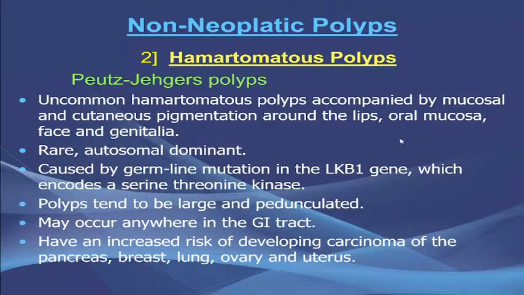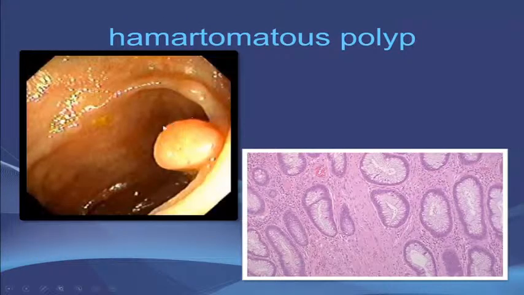So here is a hamartomatous polyp. It's nicely rounded and shiny and smooth, okay? And when you look at the histological section, you have fairly uniform crypts, no atypia, unless, of course, there is malignant transformation.